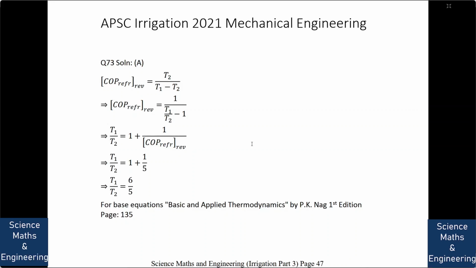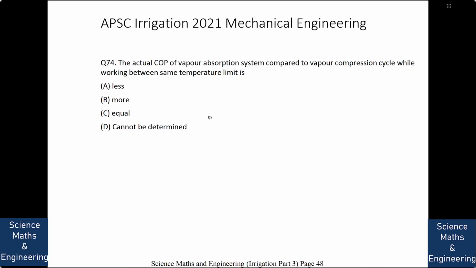So in case you have any more doubts, you can follow the source. Okay, so we'll go to the next question. The actual COP of vapor absorption system compared to vapor compression cycle while working between same temperature limit is A. Less, B. More, C. Equal, or D. Cannot be determined. So you can pause and think of the answer.